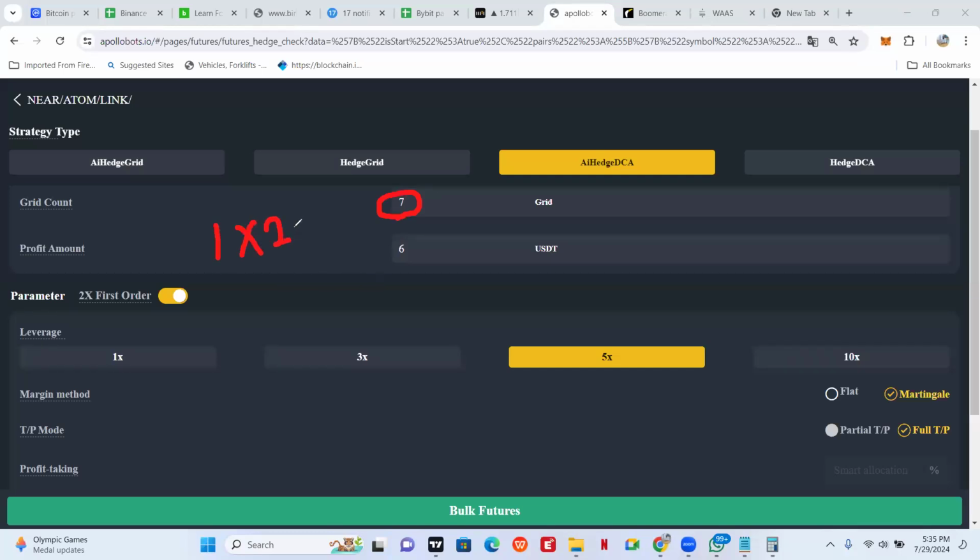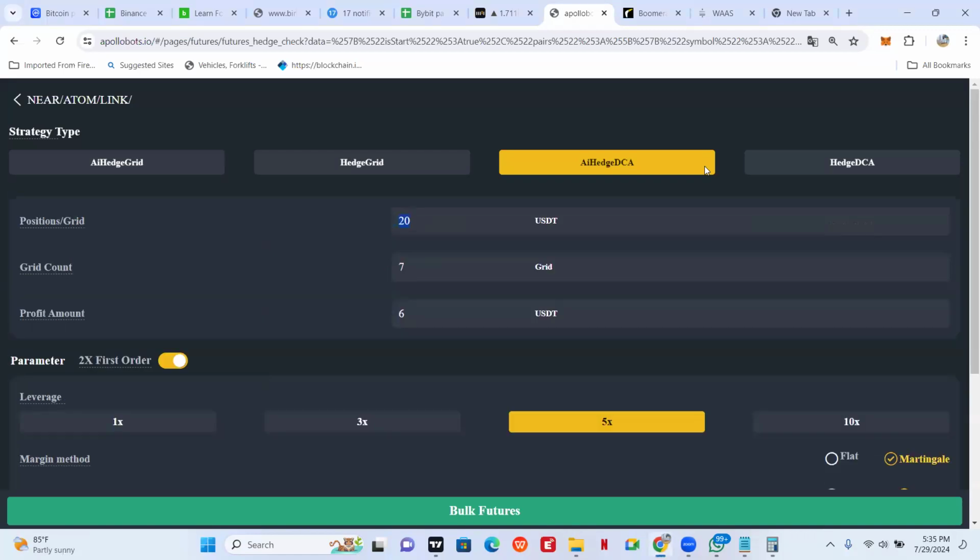So what does that mean? What is your first order? Your first order here is 20. Okay? Look at your first order here. Your first order is 20. So when you leave this on, when you start the bot, what will happen to your first order? Your first order will become 40.